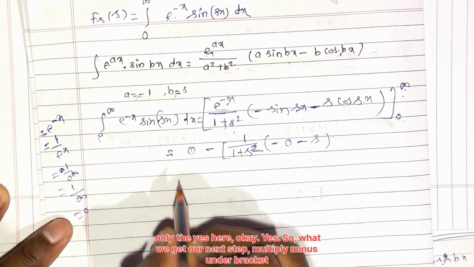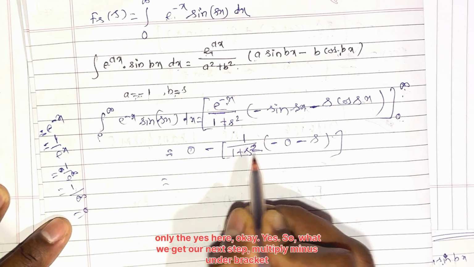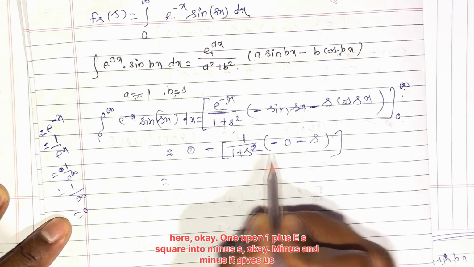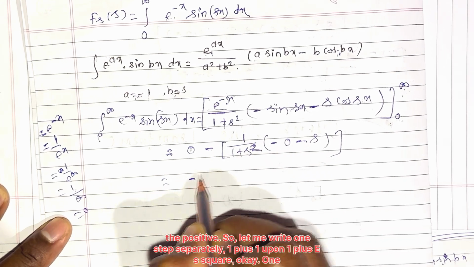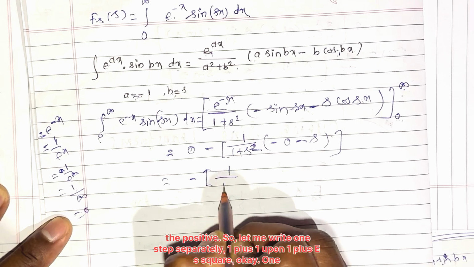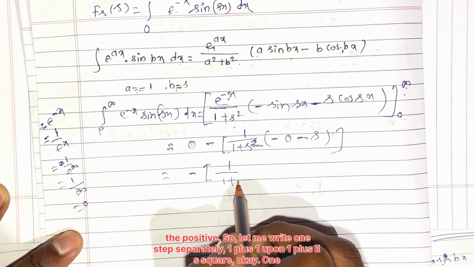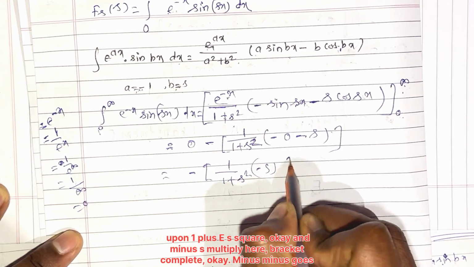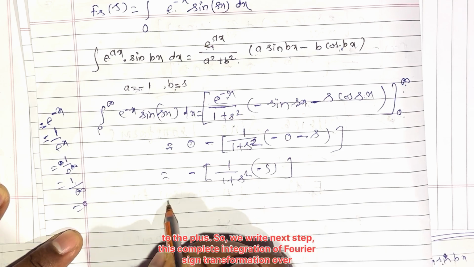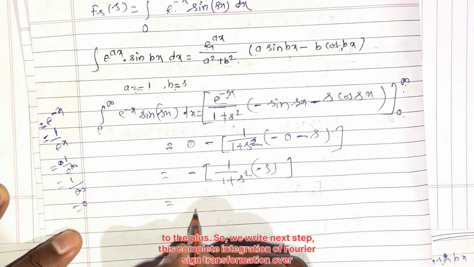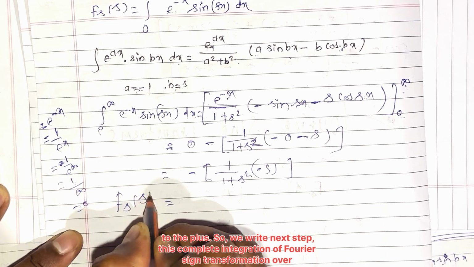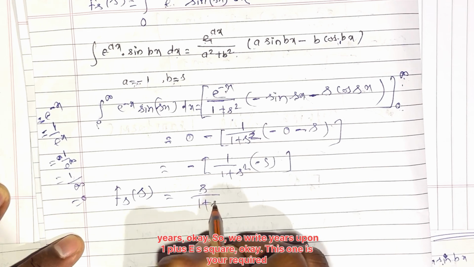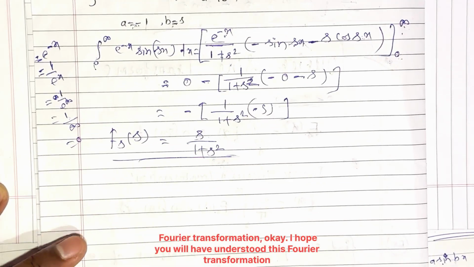Yes, so what we get, our next step, multiply the minus under the bracket here. 1 upon 1 plus s square into minus s. Minus and minus gives us the positive. So let me write one step separately, 1 upon 1 plus s square, and minus s multiplied here, bracket complete, minus minus goes to plus. So we write the next step, this complete integration of a Fourier sine transformation over s. So we write s upon 1 plus s square. This one is your required Fourier transformation.